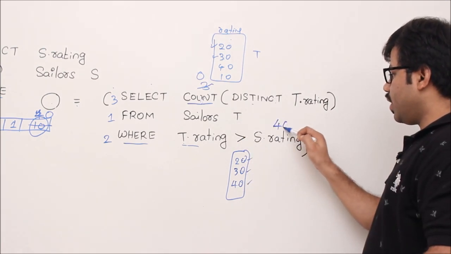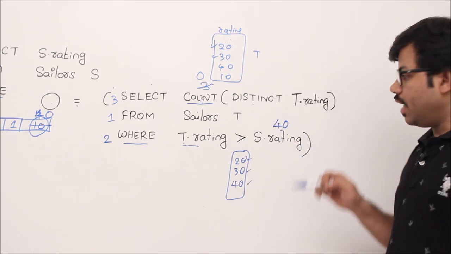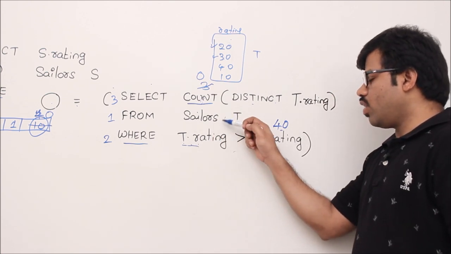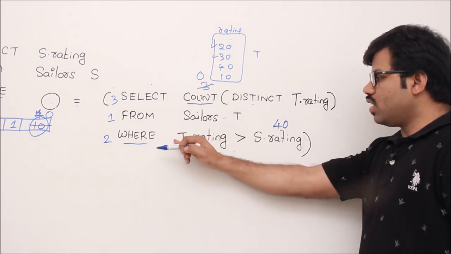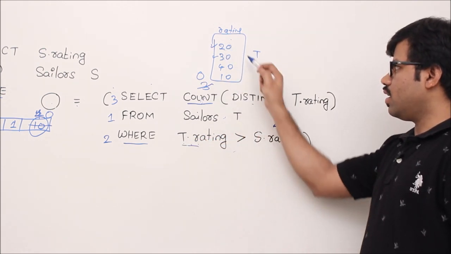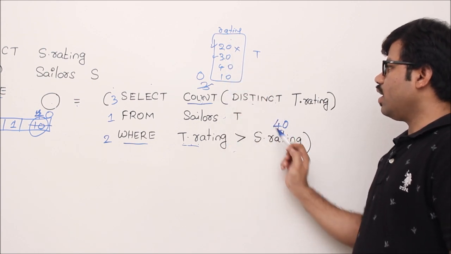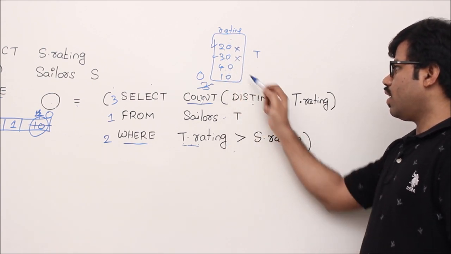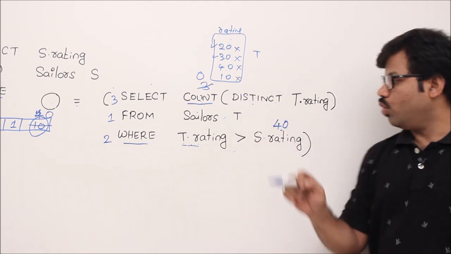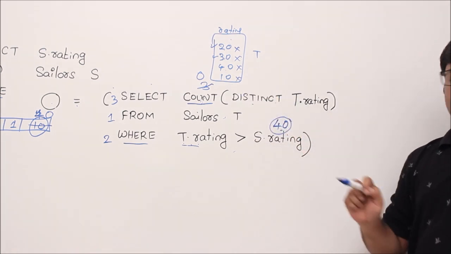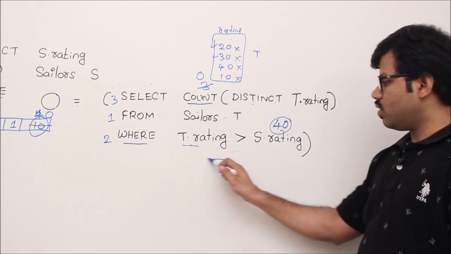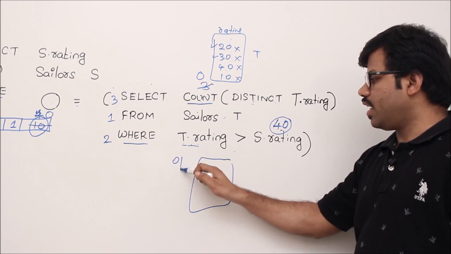No one's rating is greater, because it is the highest. Whatever tuple you take on the left side, because we are running over all the sailors, no one's rating is greater than 40. For example, 20 greater than 40, false, reject. 30 greater than 40, reject. 40 greater than 40, reject. 10 greater than 40, reject. It will happen only for the highest rating. Then in the output nothing is taken, right? So the output is an empty table.